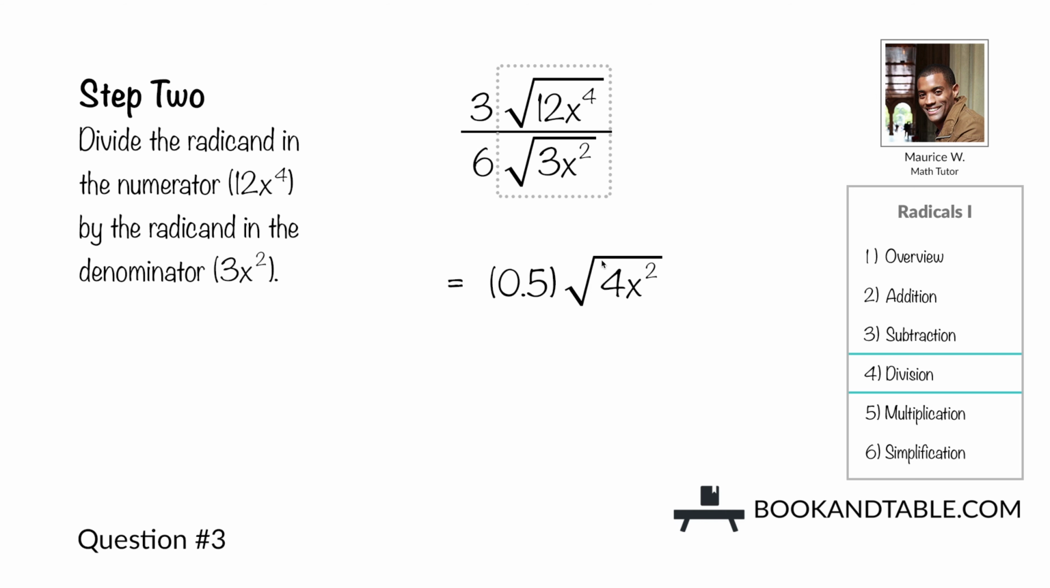Now the square root of 4 is equal to 2, and the square root of any term squared is just the root x. So the square root of 4x squared can be simplified to 2x. 2 times 1/2 is 1, which means this answer simplifies to just x. So 3 radical 12x to the 4th divided by 6 radical 3x squared is equal to x.